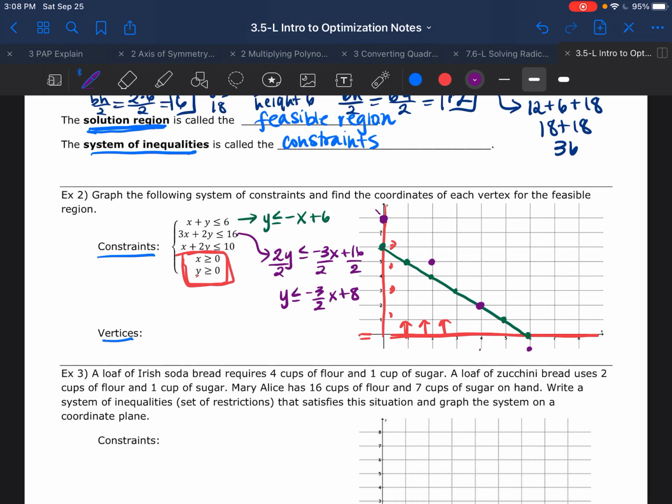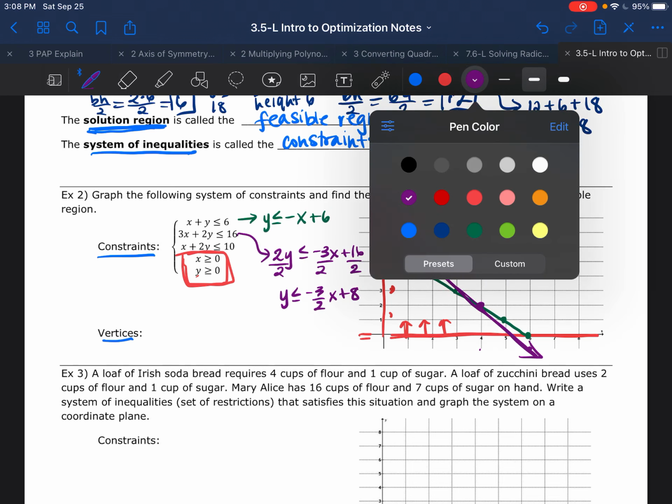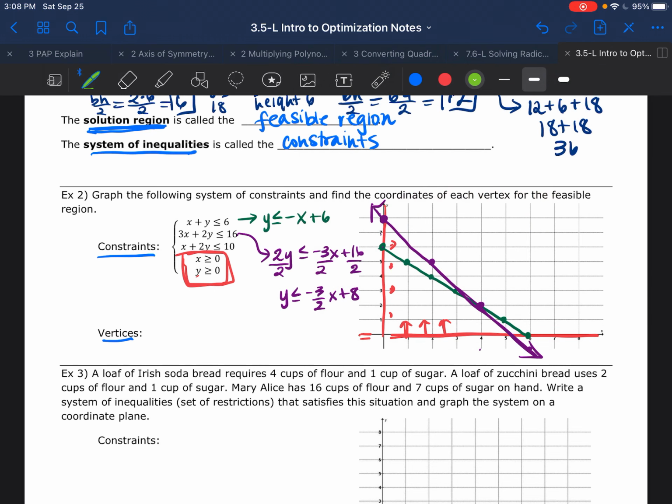And so if you have a straight edge or a ruler or even your ID card, you could use your ID card to make a straight line. All right. One more. Let's use this one.